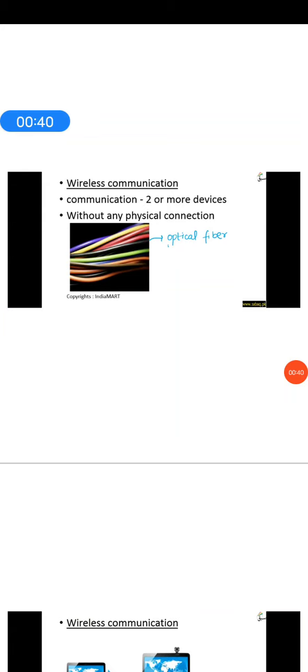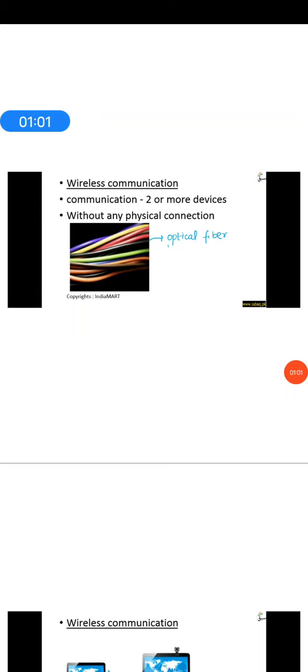To study wireless networks, the first topic which we are going to study is wireless communication. The word communication means the sharing of information or data. Wireless means that data is being transferred without any physical medium.